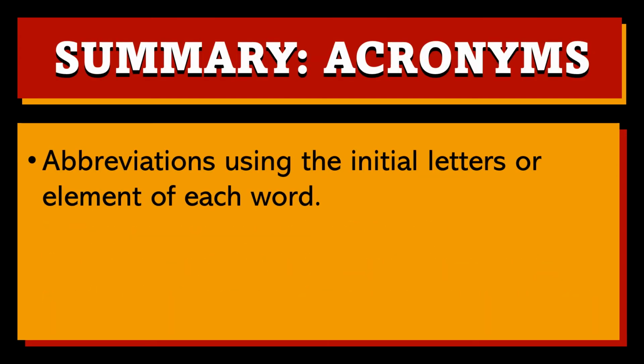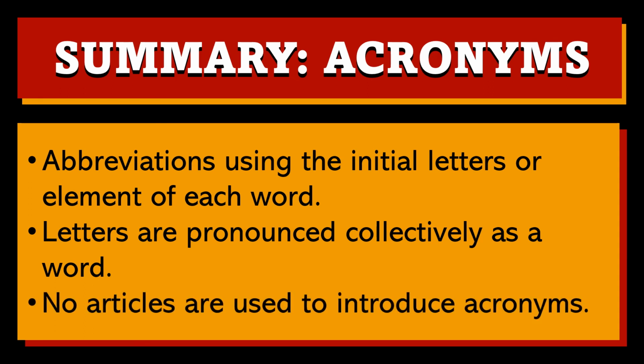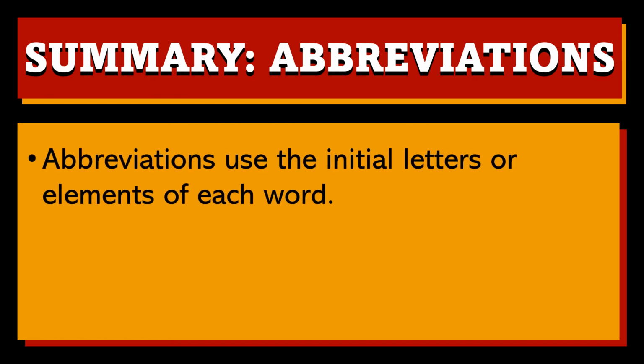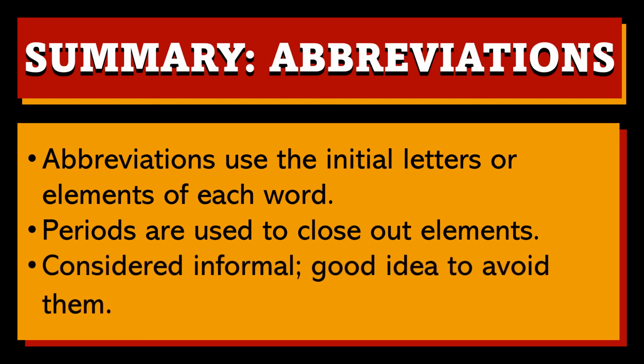Acronyms. Abbreviations using the initial letters or elements of each word of a long-form term. The letters are pronounced collectively as a word, like MoMA and NASA, and there are no articles used to introduce acronyms. Abbreviations. Abbreviations use the initial letters or elements of each word. Periods are used to close out these elements, but again, they're considered a little informal, so typically you're going to avoid those in academic writing.